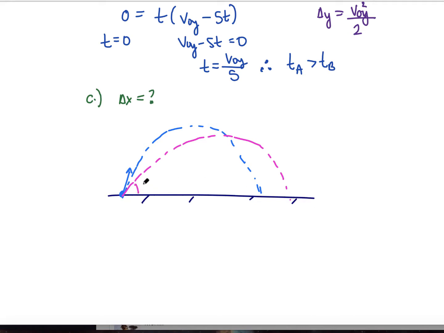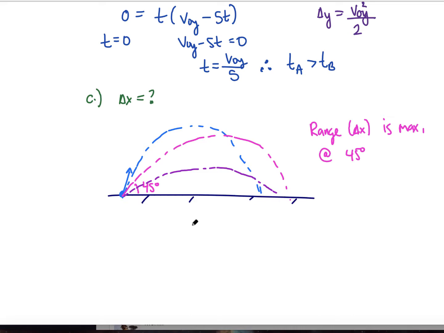And that actually is maximized at 45 degrees. Now, that's important, right? Range, which is just a fancy word for delta x, is maximum at 45 degrees. Below 45 degrees, I'm not in the air as long, but I have a greater x velocity. So I'm still going to have less range because I'm not in the air as long.